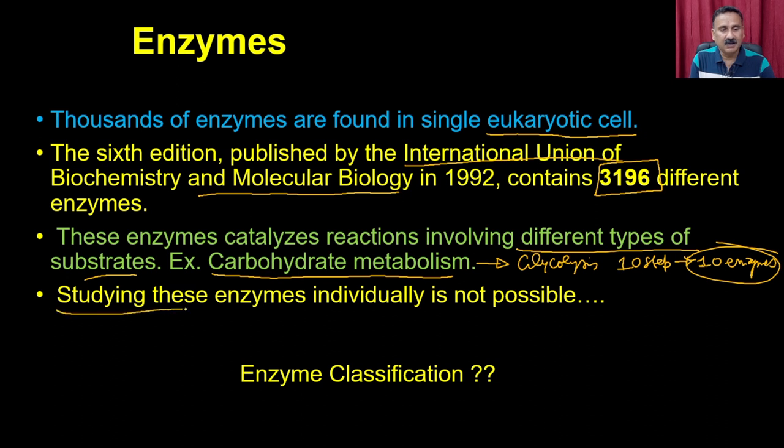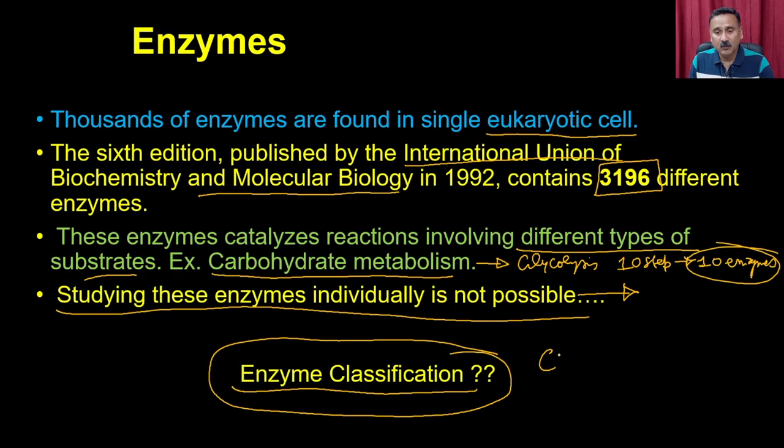Studying these enzymes individually is not possible, which means that if you can group them together, it is easy to study them, because then you can study one representative from the group, and that itself is going to help you understand the general mechanism. So for that purpose, it is very important that we do enzyme classification. But when people thought of enzyme classification, the number was very high, and the enzymes were utilizing different types of substrates.